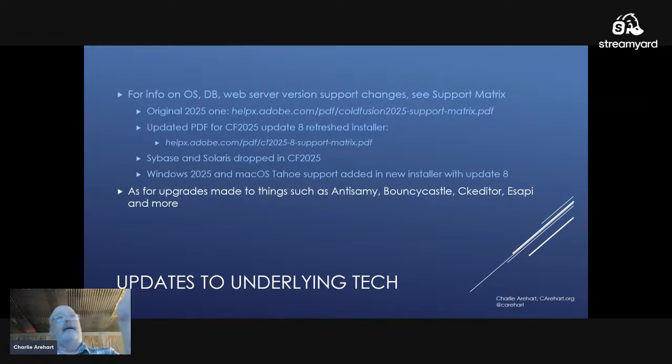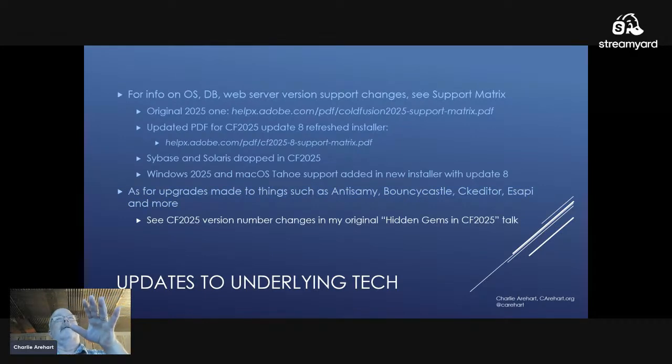And then they upgraded various things under the covers: Anti-Samy, Bouncy Castle, CKEditor, ESAPI. Anyway, I track the version numbers in my original Hidden Gems talk, the one I did last year that's available on my website. It's called Hidden Gems in 2025, offered last year. It's the original version of this talk, and I covered different things in this one just to advance understanding. In that talk, I had to take some stuff out because they were already fitting in an hour. So the version number details are in that original talk if you're interested.